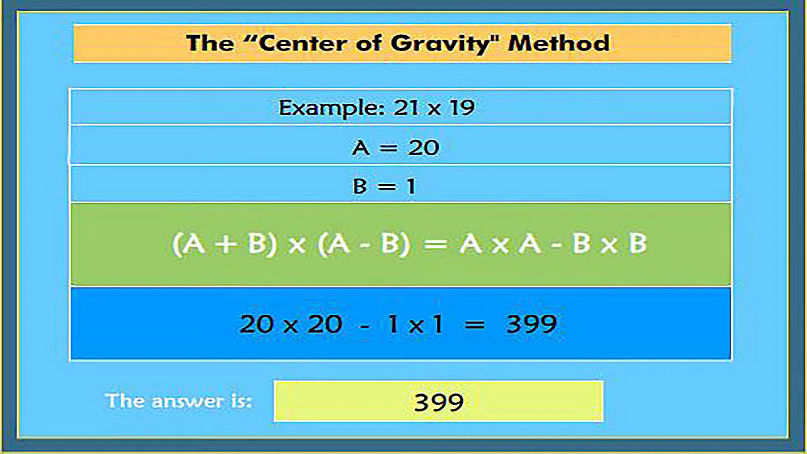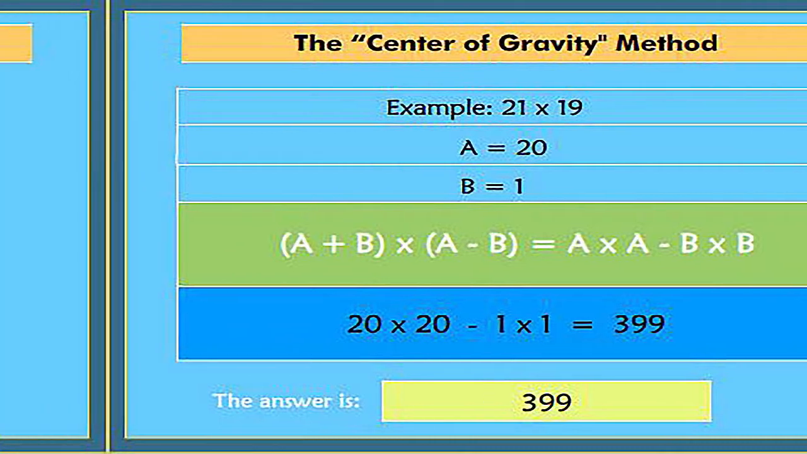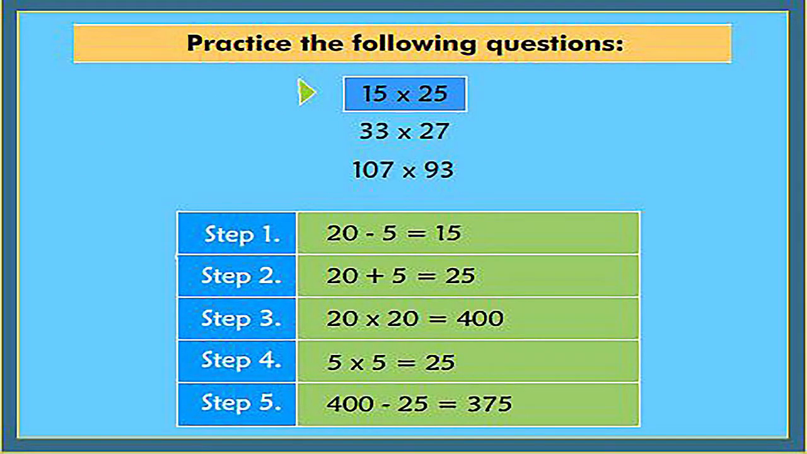21 is 20 plus 1, and 19 is 20 minus 1. In this case, you can get the multiplication result, we call the product, by 20 times 20 minus 1 times 1, and the answer will be 399. Let's practice. The first one is 15 times 25.